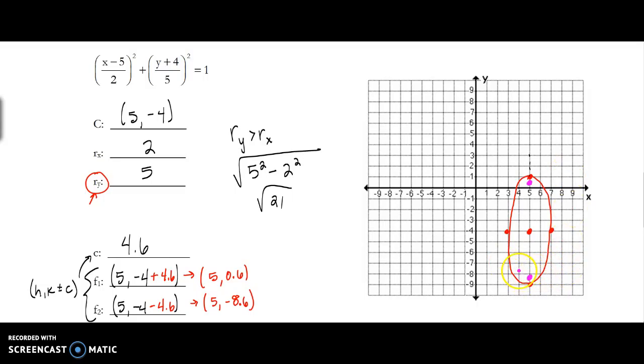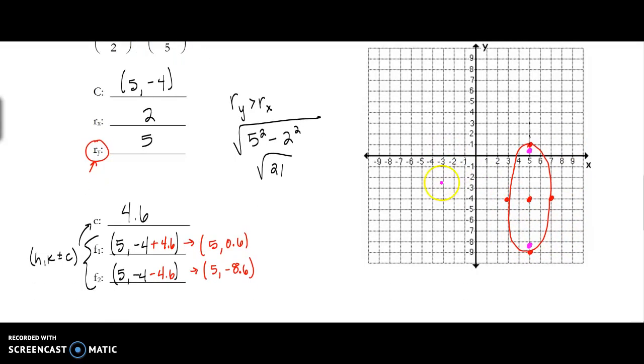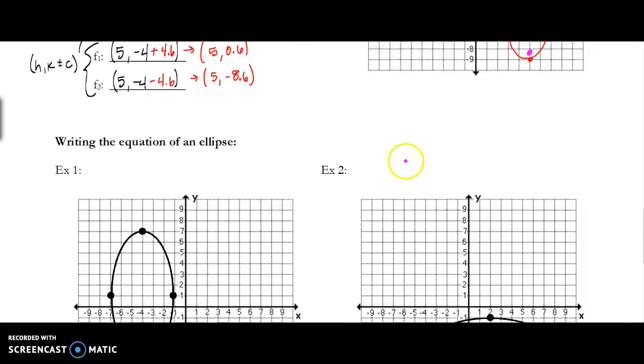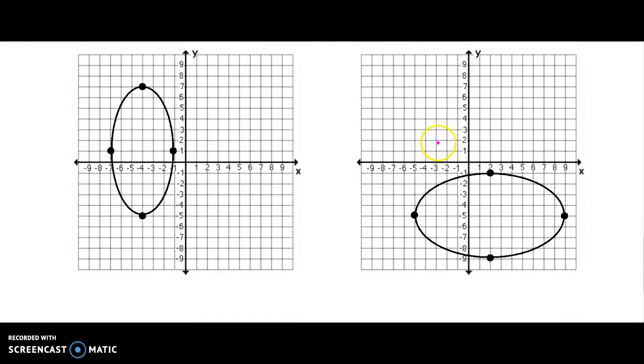And that's your problem. The last thing we're going to talk about is writing the equation of an ellipse. So one thing that we have to remember is that it's set up the same every time. We have an x value squared plus a y value squared, and it's always equal to 1. So remember, we're always adding, and it's always equal to 1. The one thing that we need to know is our center, our x radius, and our y radius.